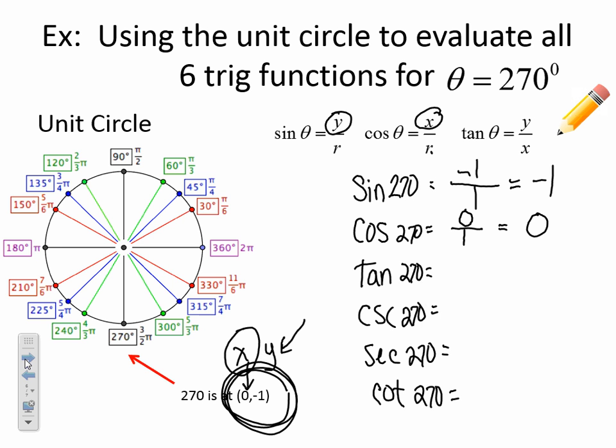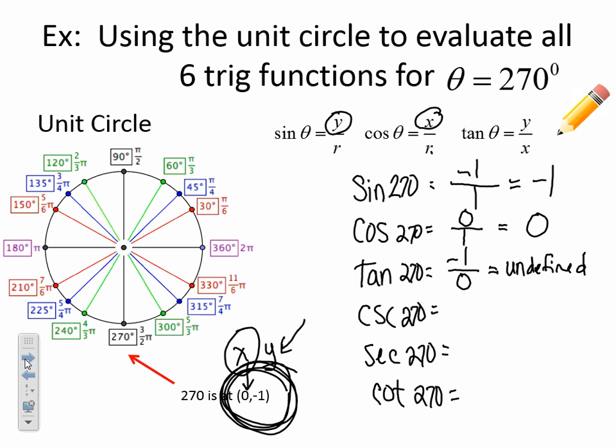And now let's do tangent of 270. Tangent is y over x. So y is -1. The x value of that point was 0. Remember, we're referring to this point right here. -1 divided by 0. Uh-oh, that's undefined. You can't have a 0 on the bottom. Okay, can't have a 0 in the denominator.